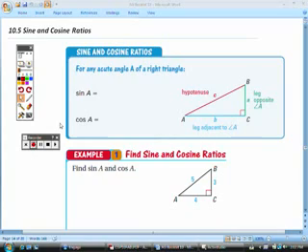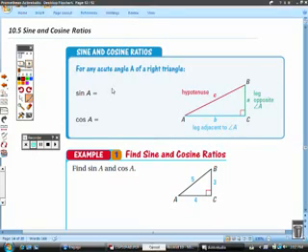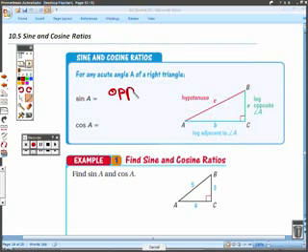Anyways, sine of A equals the opposite over hypotenuse. Write this down. The cosine equals the adjacent over the hypotenuse. What do they both have in common? Hypotenuse, that's right. You just have to memorize which one's opposite and which one's adjacent. Remember, tangent is opposite over adjacent.